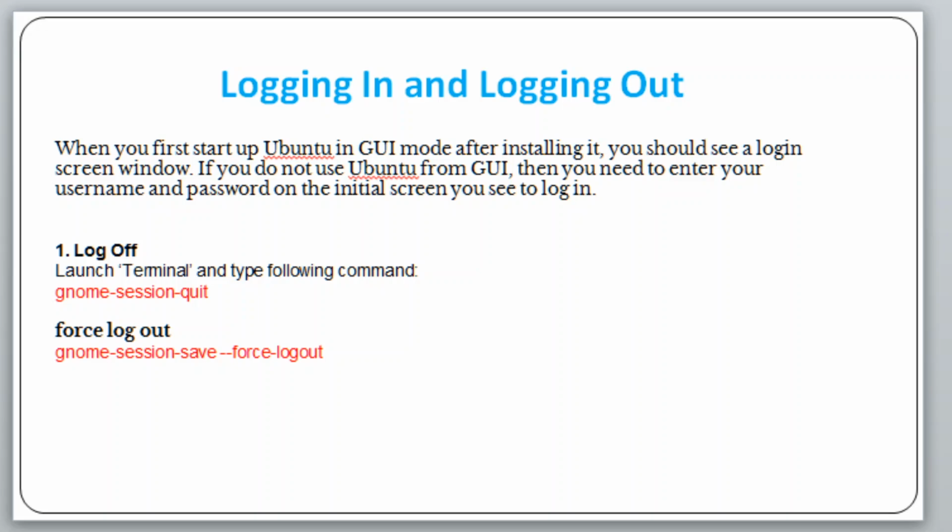When you first start up Ubuntu in GUI mode after installing it, you should see a login screen window. If you do not use Ubuntu from GUI, then you need to enter your username and password on the initial screen you see to log in. You can actually log in and out on the terminal itself. We could type gnome-session-quit, and this is going to log you out via the command line. Or you could do a force logout, which is gnome-session-save --force-logout. One other thing you can do on the desktop is use "Not listed?" and log in as root, and you can actually log into root that way.